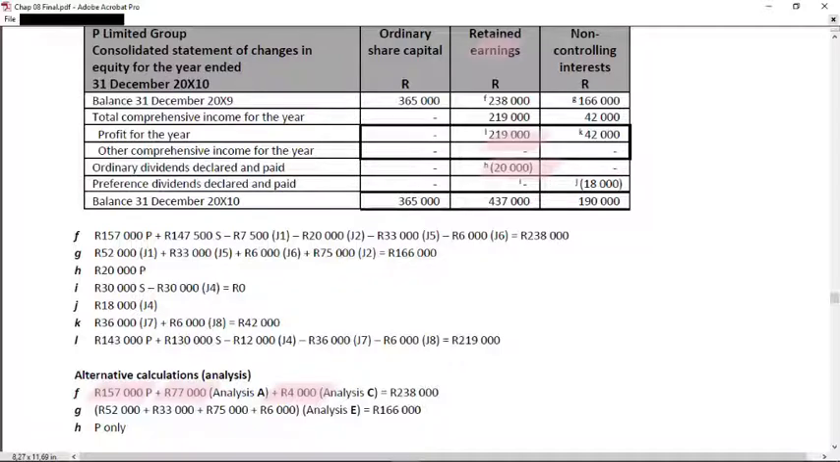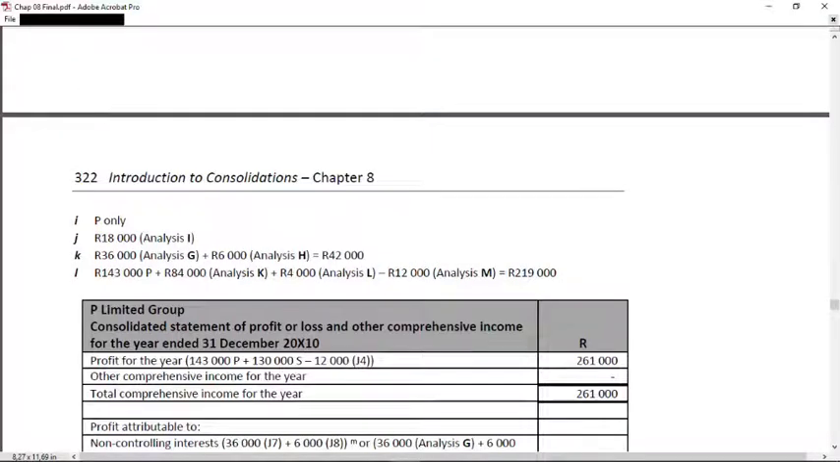Last one is this 219,000 profit. That is now the profit of the group. That is calculation L. And to show you how we use the analysis for this, we start with 100% of the profit of the parent. We eliminate from that the 12,000 Rand dividend income. You remember when I showed you the analysis, you see that amount attributed to the parent as the dividend income that they have recognized that have to eliminate.